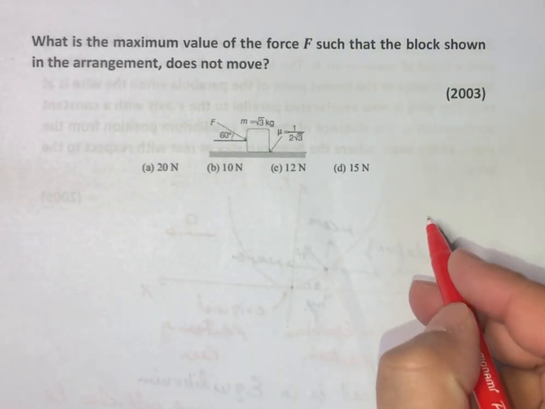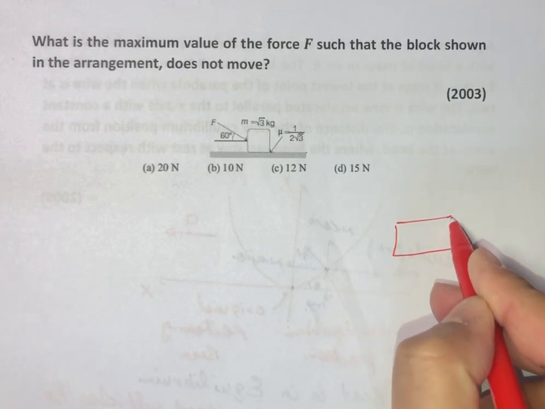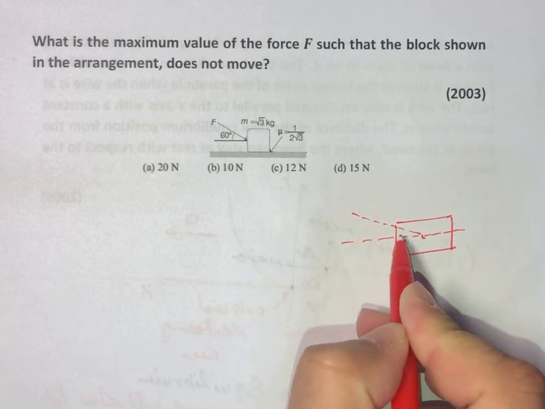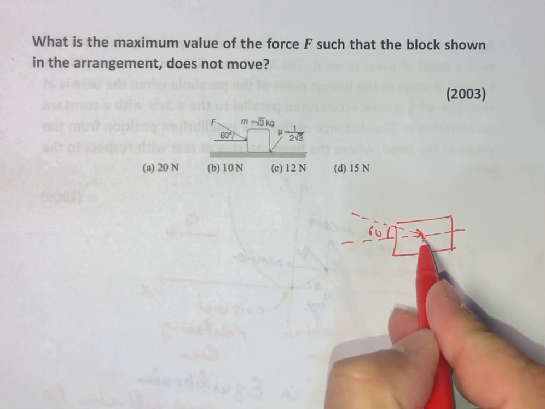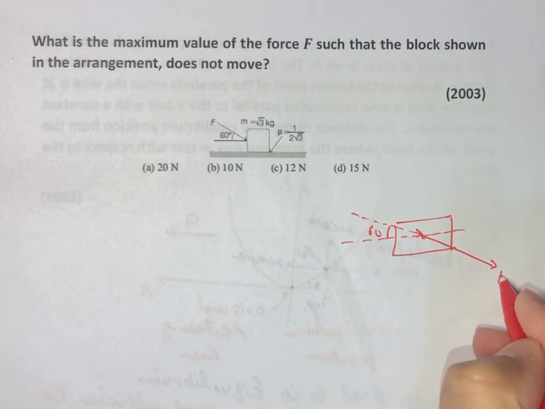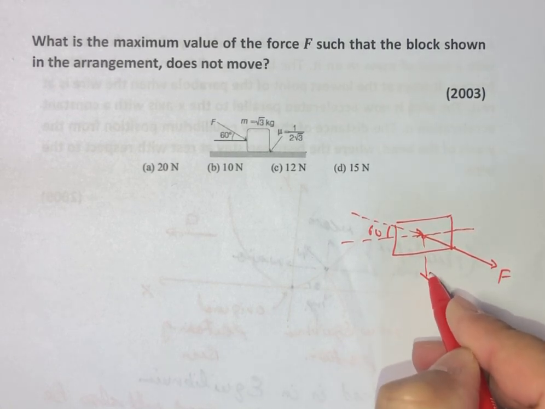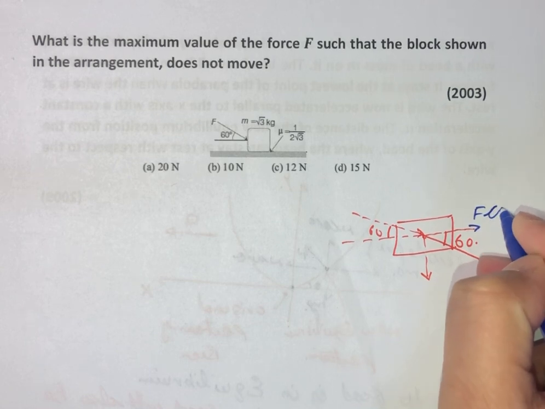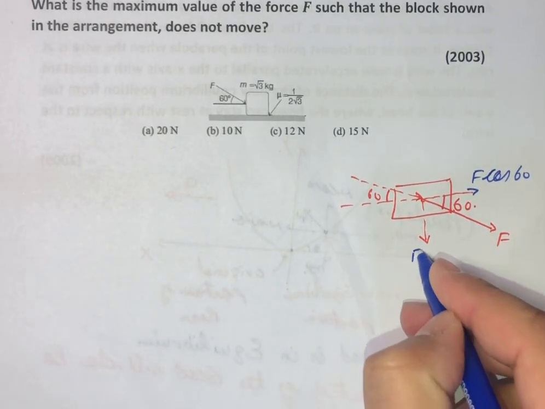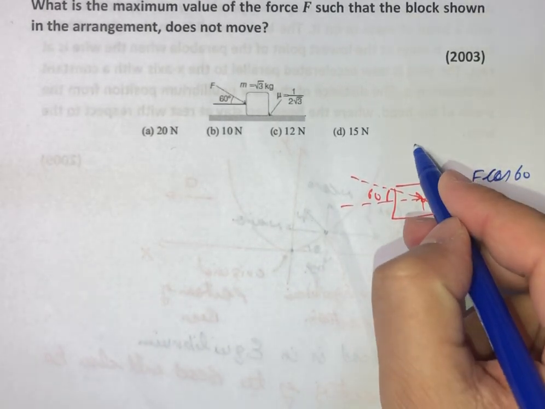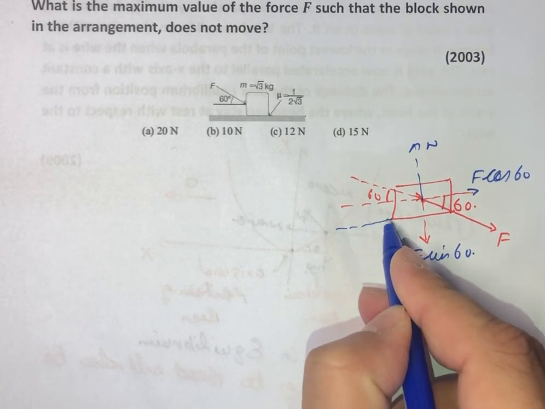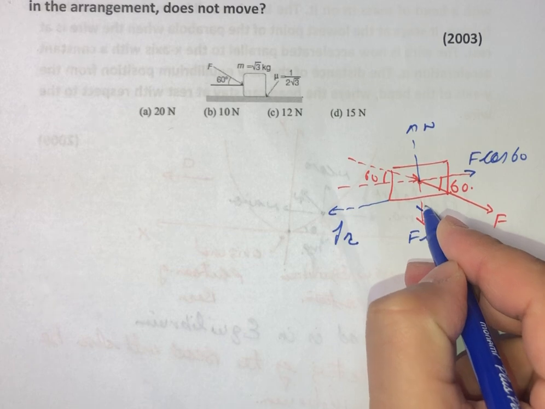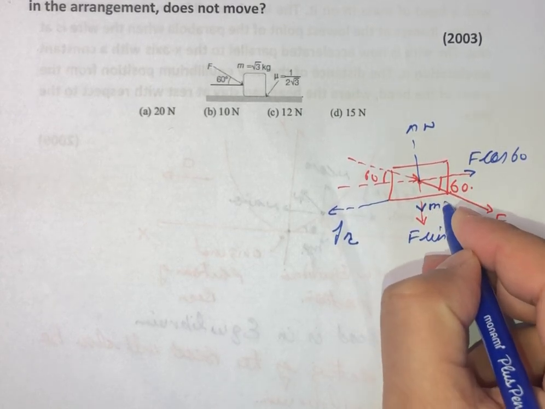So let's draw the free body diagram for the block. So force is being applied at angle of 60 degree. So this is our force F. It can divide into two components. So this will be 60, and this will be our F cos of 60, and this will be F sine of 60. There will be a normal N and a frictional force Fr, and also in the downward direction we are going to have Mg, where M is root 3.